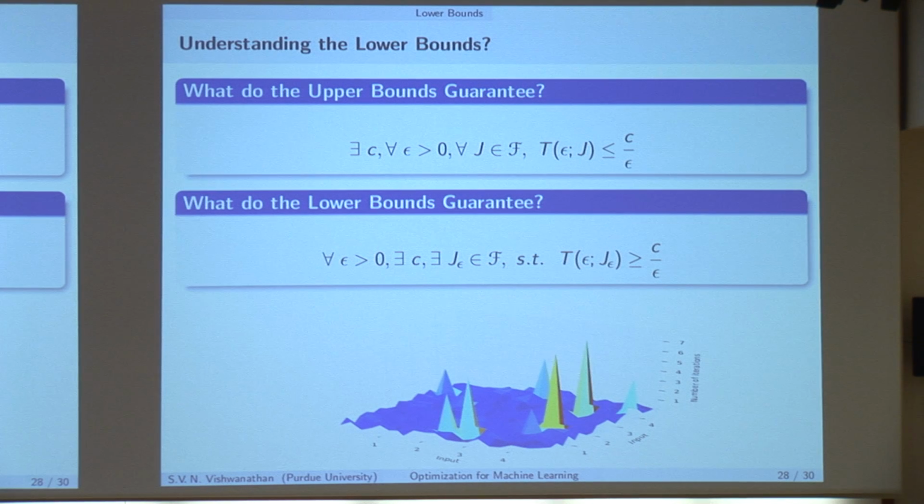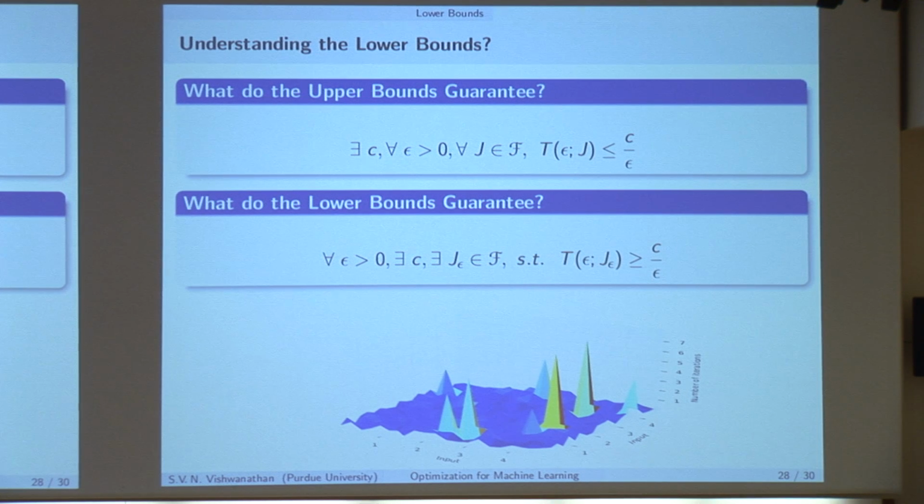So your upper bound guarantees that there is a constant such that whatever epsilon you give me and whichever function you choose from this function class, the number of steps that my optimizer takes to get an epsilon precision solution on this function is at most some constant times 1 over epsilon. So this is what my upper bounds guarantee. You give me any arbitrary function, I will give you an epsilon accurate solution in at most 1 over epsilon steps.